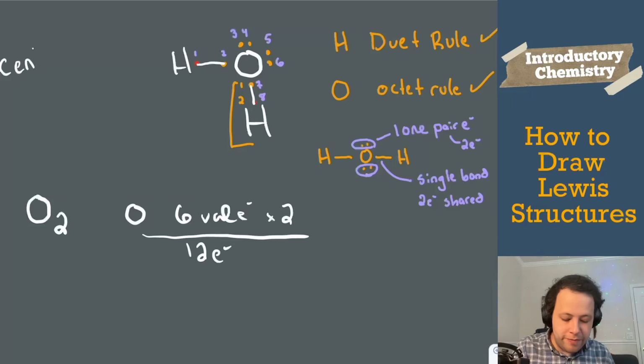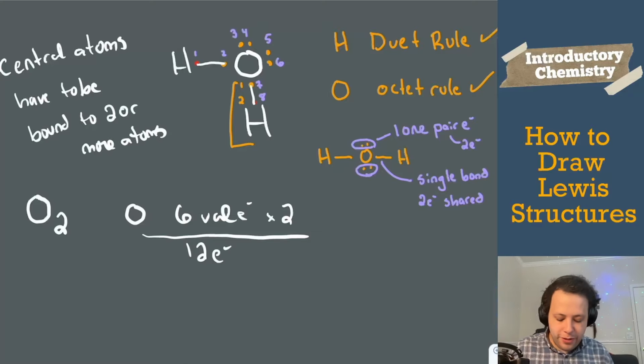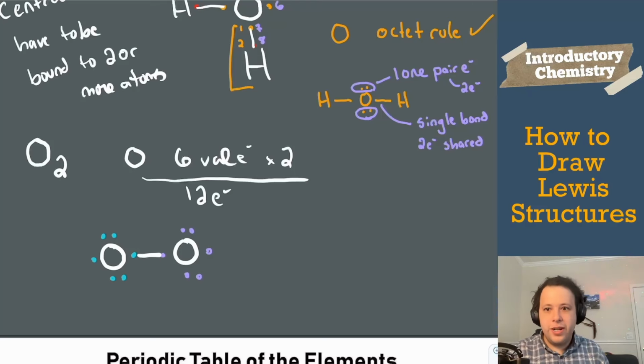So why don't we write that down? Central atoms, and you can have more than one, have to be bound to 2 or more species. And when I say species, I mean atoms. All right. So if we have oxygen, we will write that we have an oxygen that has 6 valence electrons around it, just like so. We will draw another oxygen. We will write its 6 valence electrons around it. We will connect them with a single bond, right? So we'll start off there.